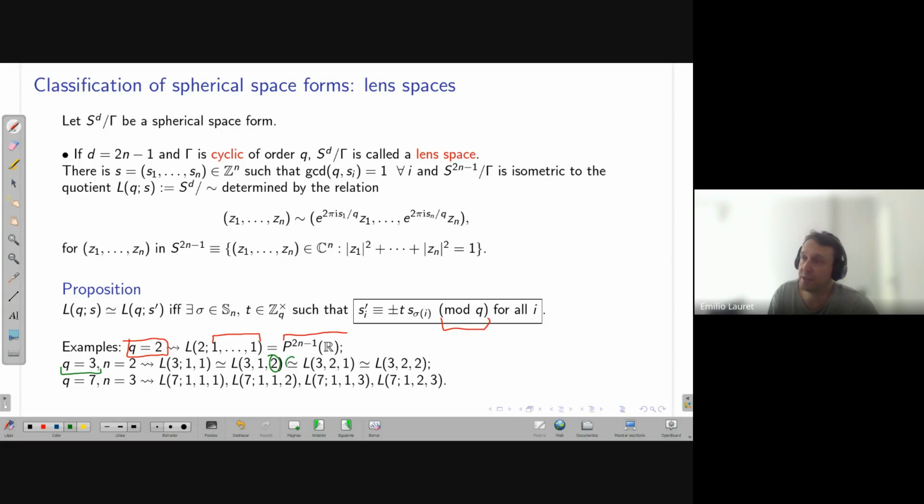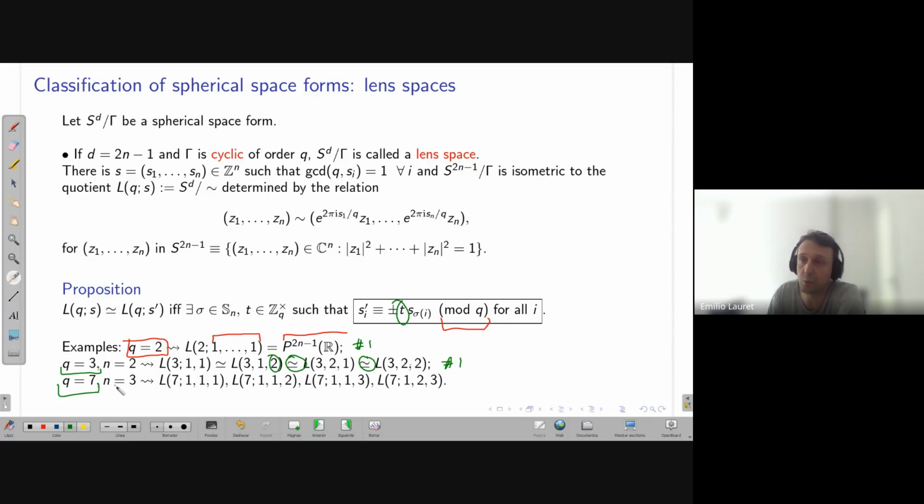The same with this isometry, and this isometry: the (1,1) is isometric to (2,2) because you are multiplying all the coordinates by 2 and you get the isometry. Okay, so when q is 3, the number of length spaces is only 1. Here also, only 1. But when q is larger, this is not the case anymore.